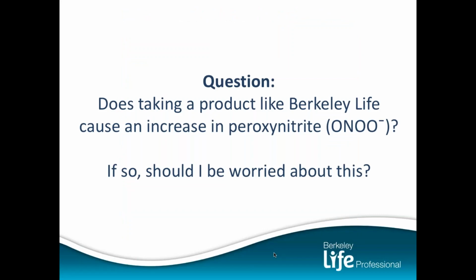So does Berkeley Life increase peroxynitrite? No, and you should not be worried. So peroxynitrite is when nitric oxide complexes with superoxide. So if you are having lots of superoxide being formed, typically this means you aren't making a lot of nitric oxide, because superoxide shuts down nitric oxide production.